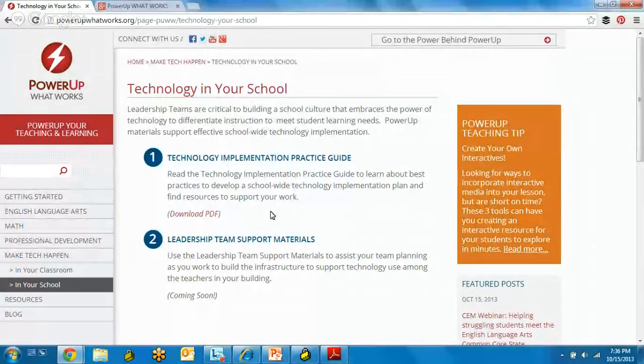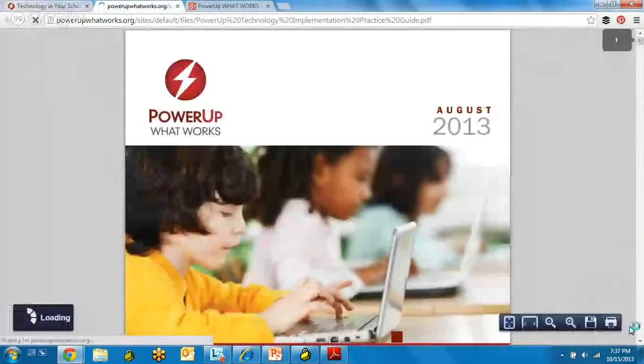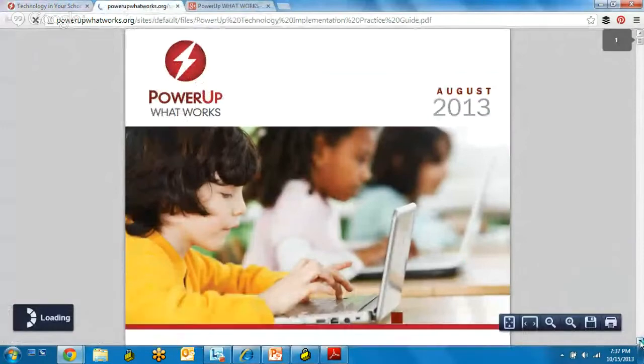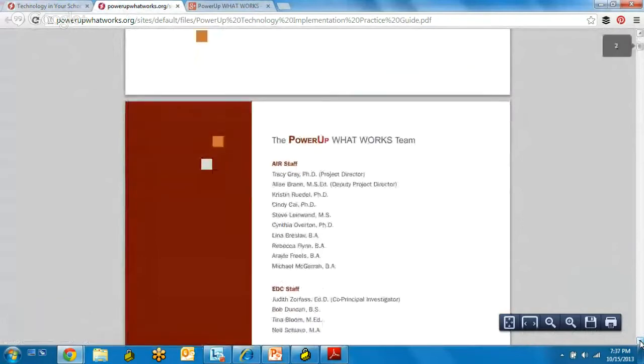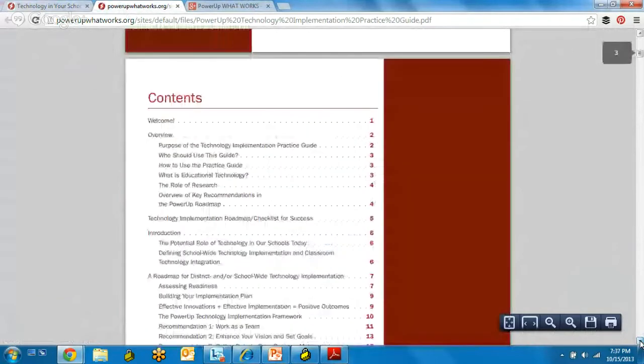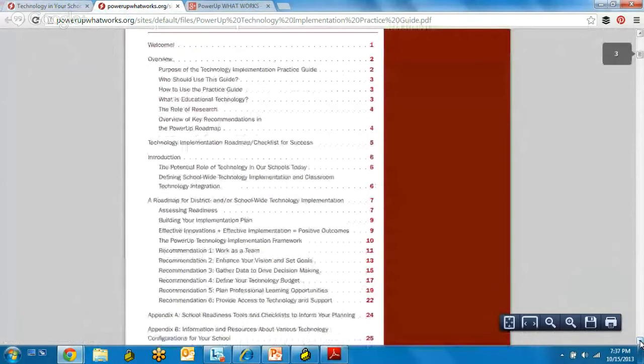So in order to support that, we've included a technology implementation practice guide. This implementation practice guide guides schools to think about who should be talking together. How do they think about their budget? How do they think about professional development? How do they think about providing teachers with the access to technology? How do they make the most of the technology that they have? How do they take into account current trends and how that's going to be effective within the context of their school? How are they gathering data to drive some of their decision making?